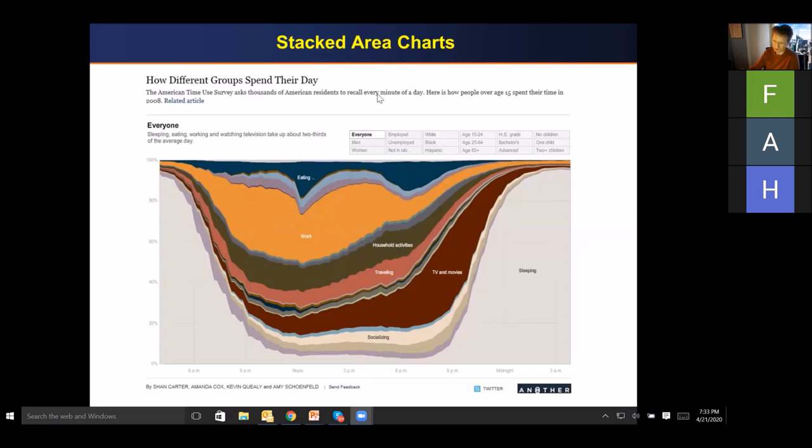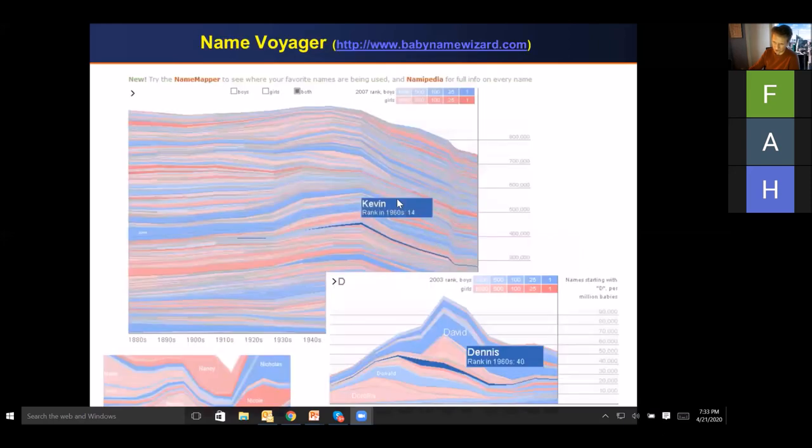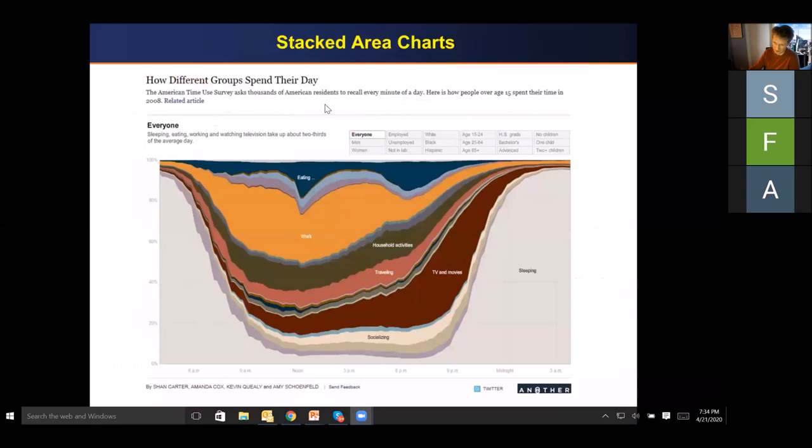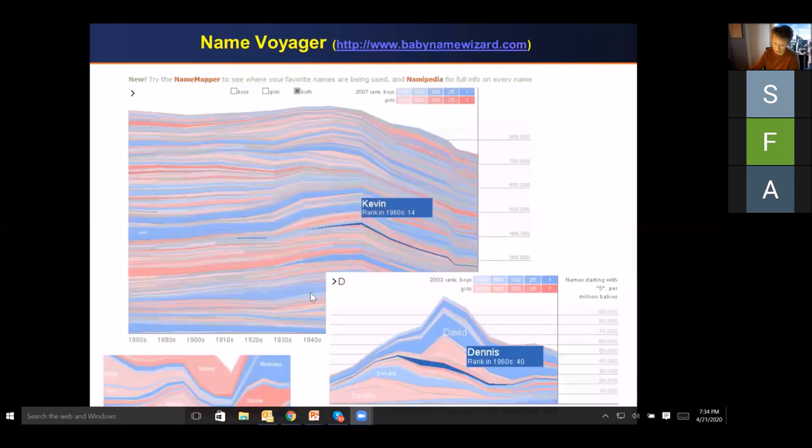So this is called the stacked area chart, okay? It's also a very common way to show time-related data. Then another one that I wanted to bring out, which is interesting, is the application called Name Voyager. This is basically another stacked area chart, but not normalized to 1.0. So it's more of a stream graph, but laid on the bottom.